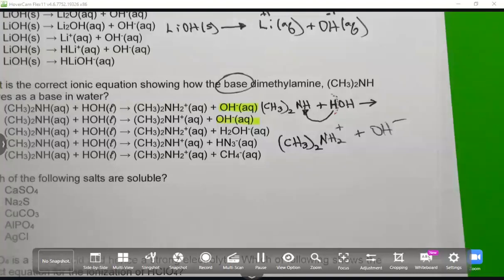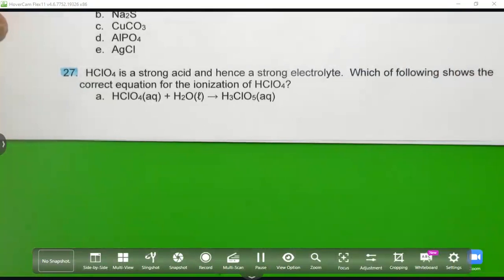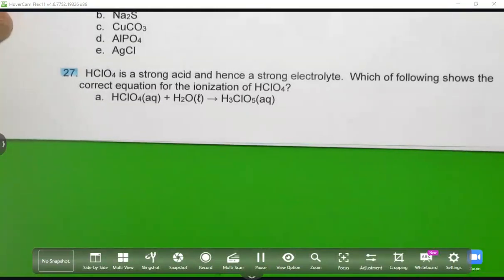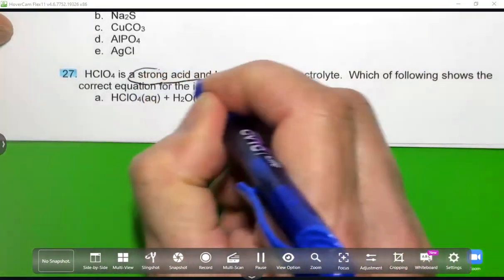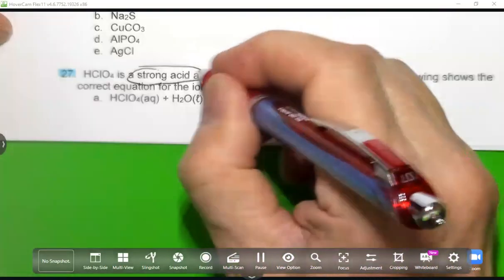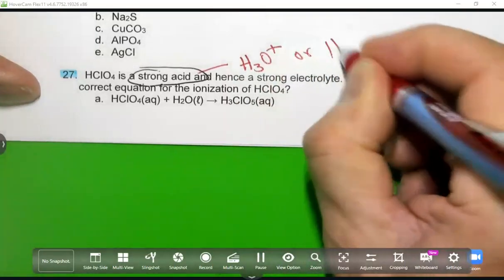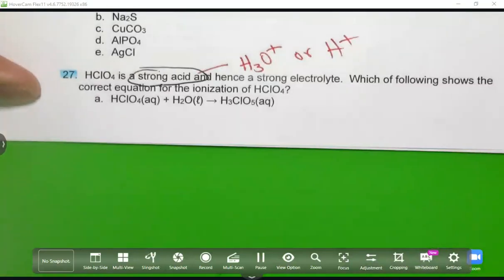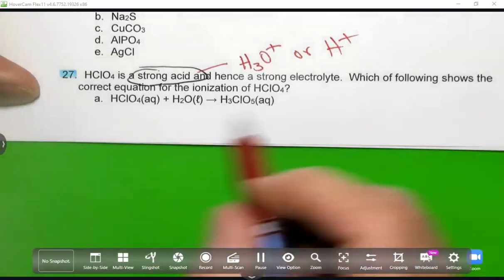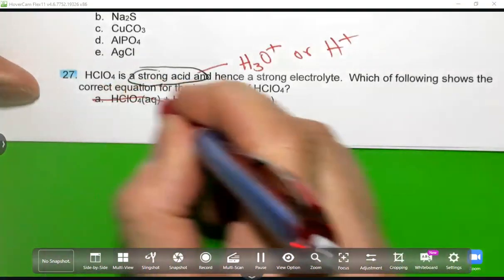27. HClO4 is a strong acid and hence a strong electrolyte. Which of the following shows the correct equation for the ionization of HClO4? If this is a strong acid, what do we have to produce as a product? H3O plus or H plus, but typically H3O plus. You have to produce H3O plus. So A is absolute junk. I don't see H3O plus as a product. If you have an acid, you're going to get H3O plus.